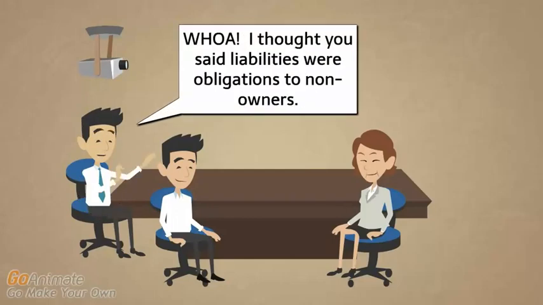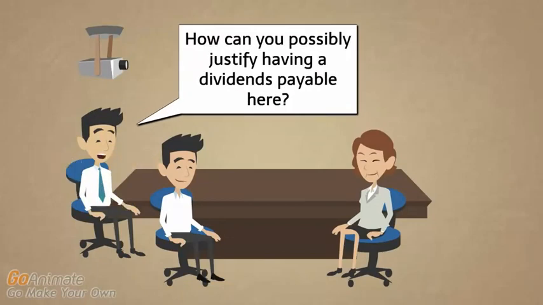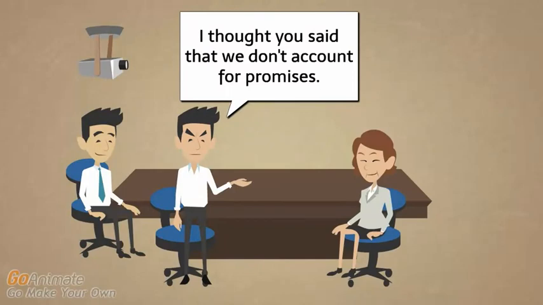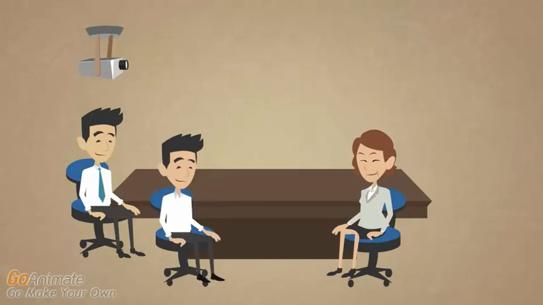Whoa! I thought you said liabilities were obligations to non-owners. The dividends are owed to the owners. How can you possibly justify having a dividends payable here? And how can you record dividends on the date they are declared? I thought you said that we don't account for promises. Wouldn't it make more sense to wait until they are paid?